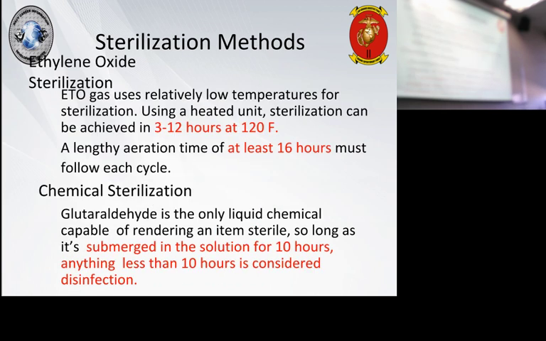Ethanol oxide. Ethanol oxide gas uses relatively low temperatures for sterilization. Sterilization can be achieved in 3 to 12 hours at 120 degrees Fahrenheit. Lengthy aeration time of at least 16 hours must follow each cycle. That's a big disadvantage. Glutaraldehyde is the only liquid chemical capable of rendering an item sterile. I would probably remember that. So long as it's submerged in the solution for 10 hours; anything less than 10 hours is considered disinfection.